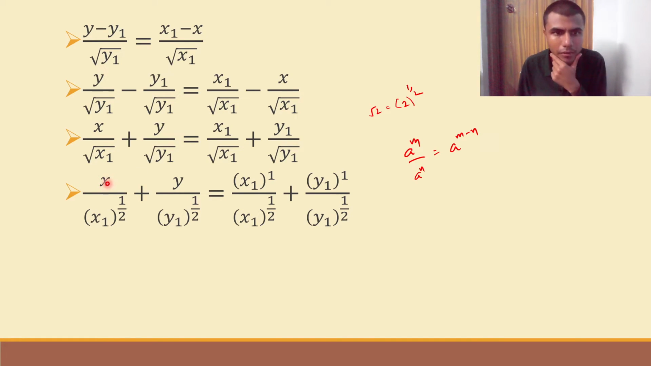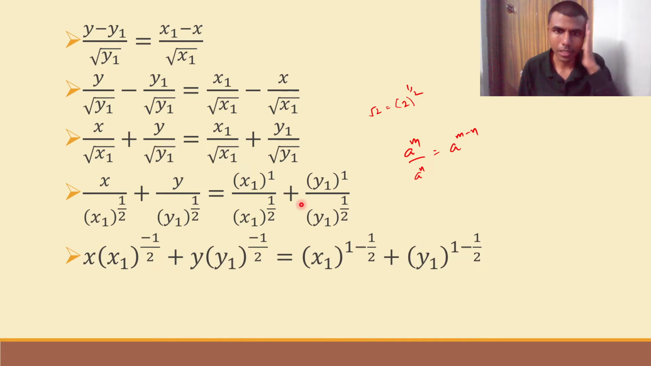You see, here I have x by x1 to the power 1 by 2. I'll just show it to you. As I mentioned, x1 to the power 1 minus 1 by 2, y1 to the power 1 minus 1 by 2. Now see, this 1 by x1 to the power 1 by 2 is nothing but x1 power minus 1 by 2, because 1 by a power m is nothing but a power minus m. So this 1 by x1 power 1 by 2 is nothing but x1 power minus 1 by 2.